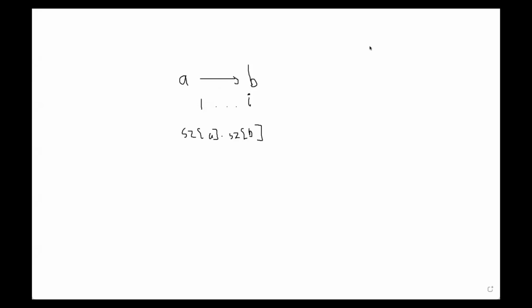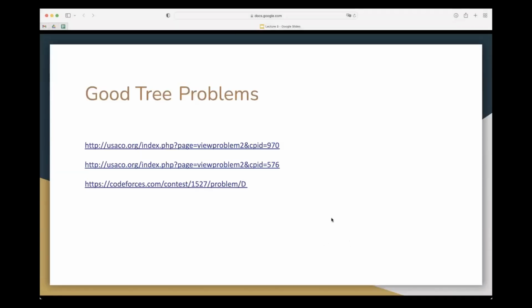So this is just a neat illustration of using LCA not for path queries in particular, but to figure out whether three nodes are on the same path, or whether three nodes are in the same subtree. LCA can be very, very powerful if you use it correctly.